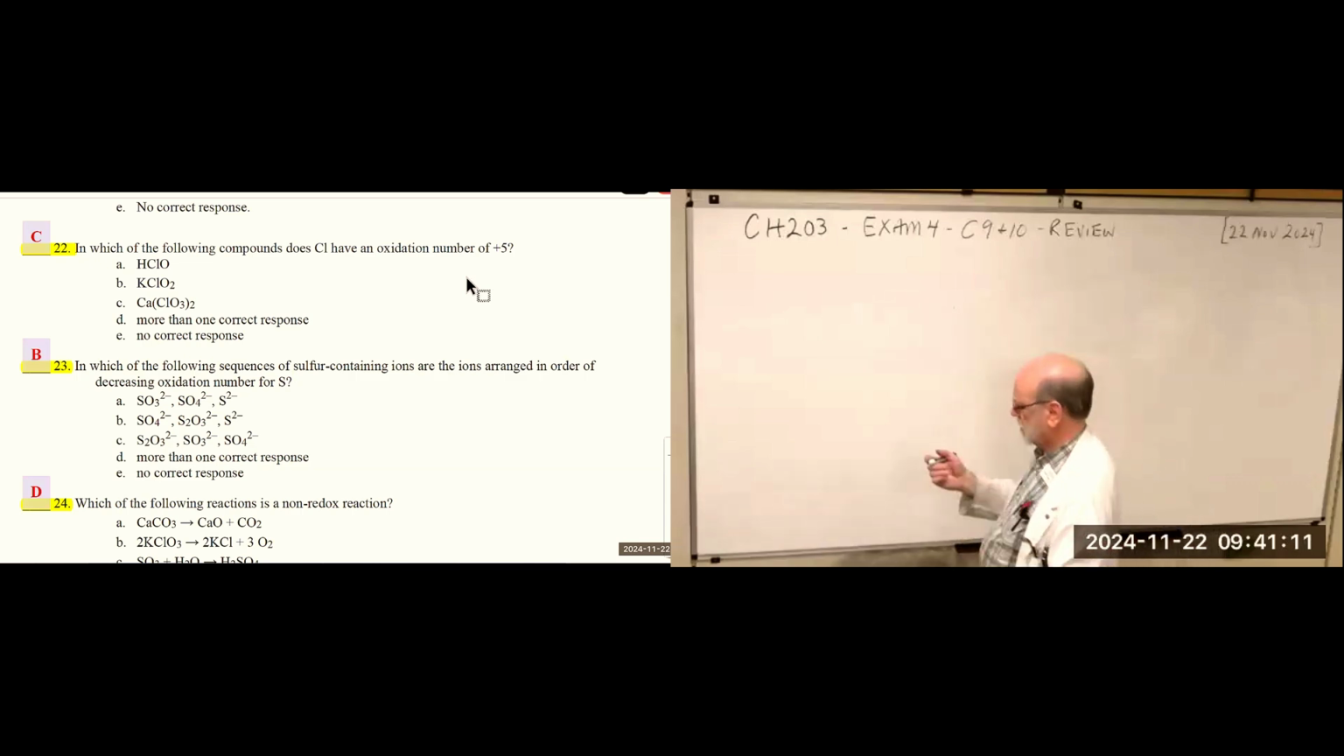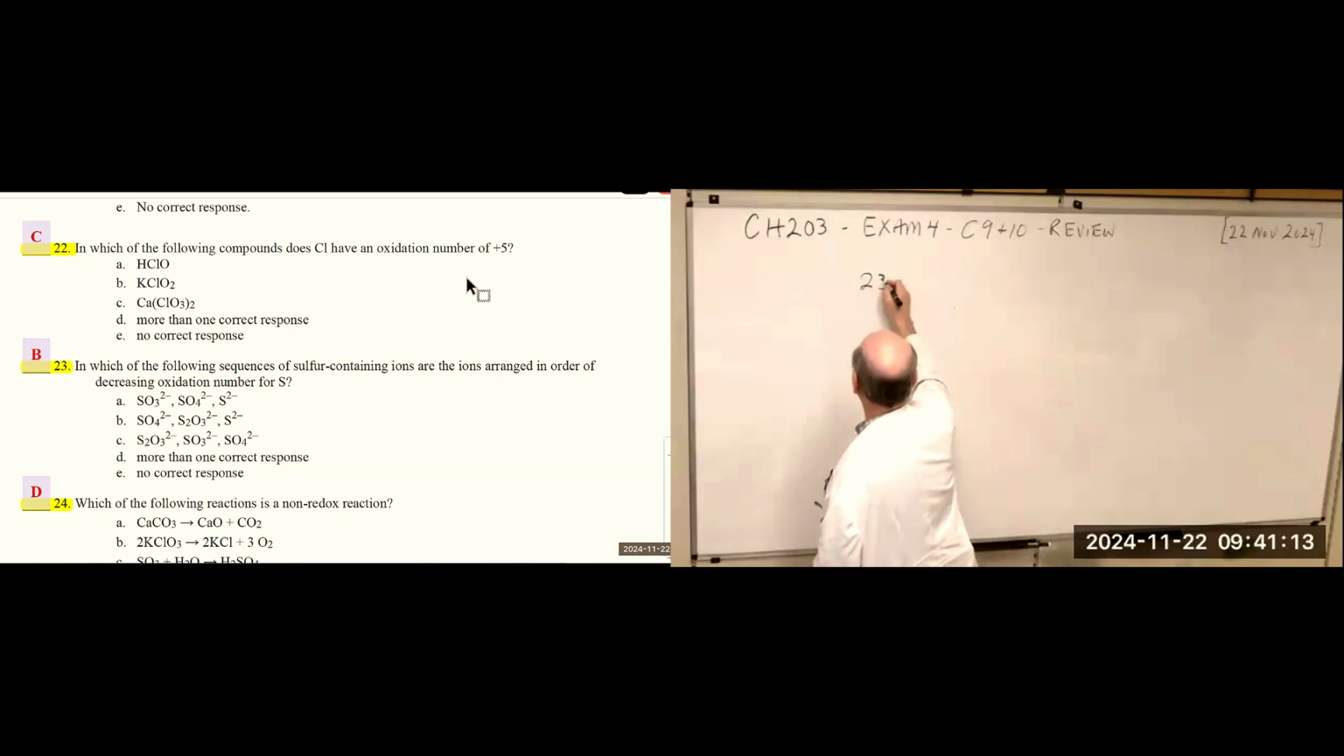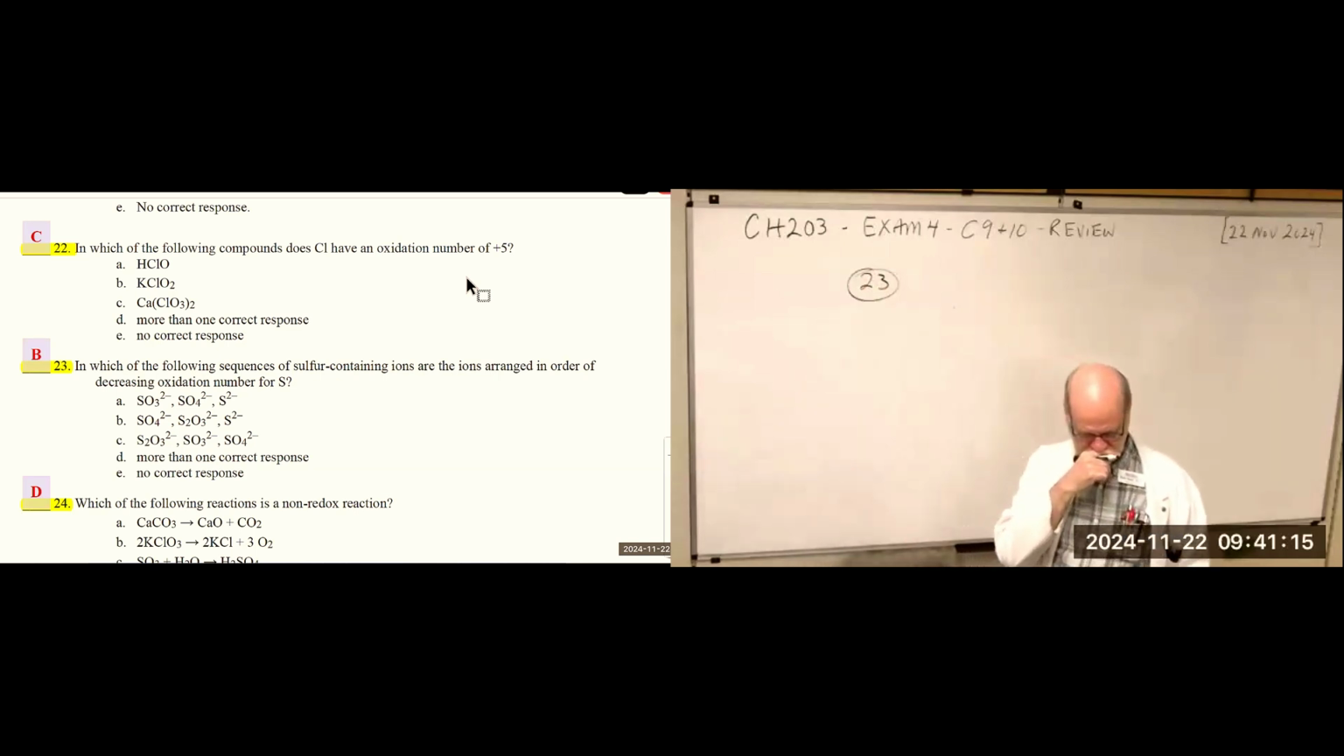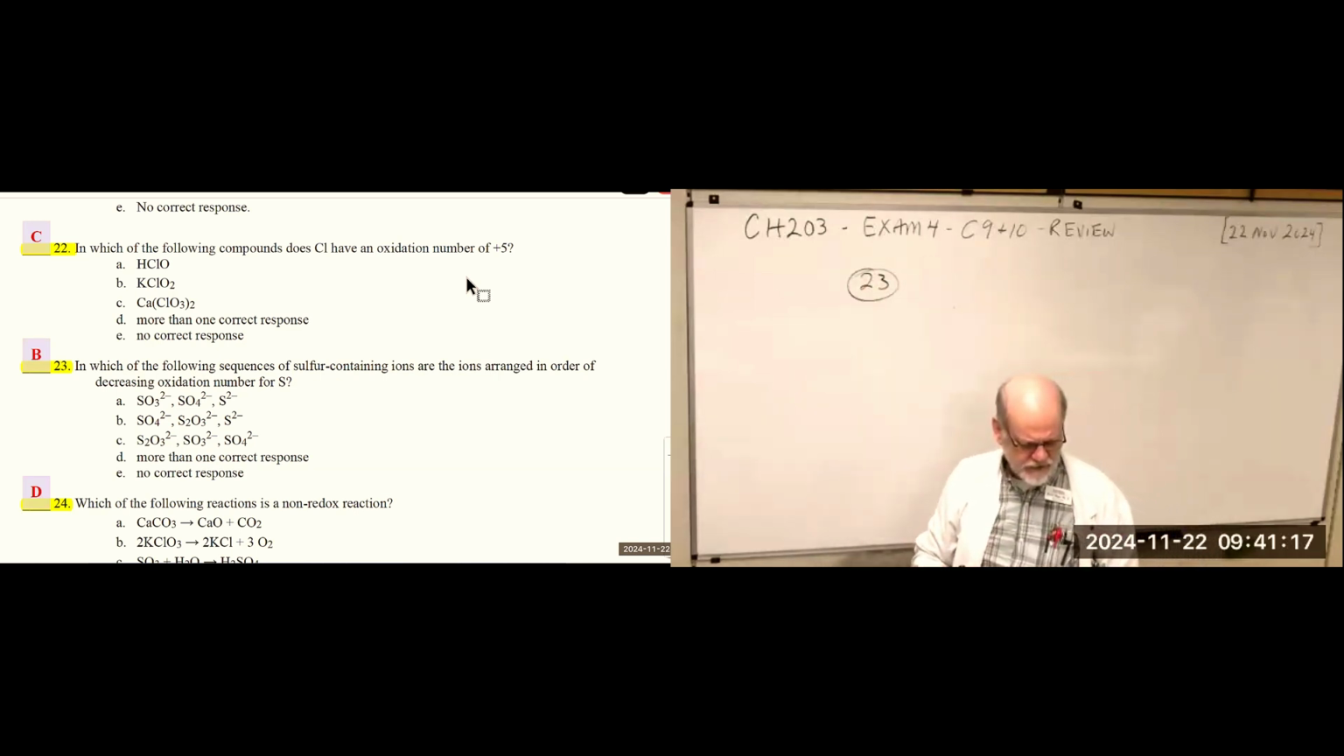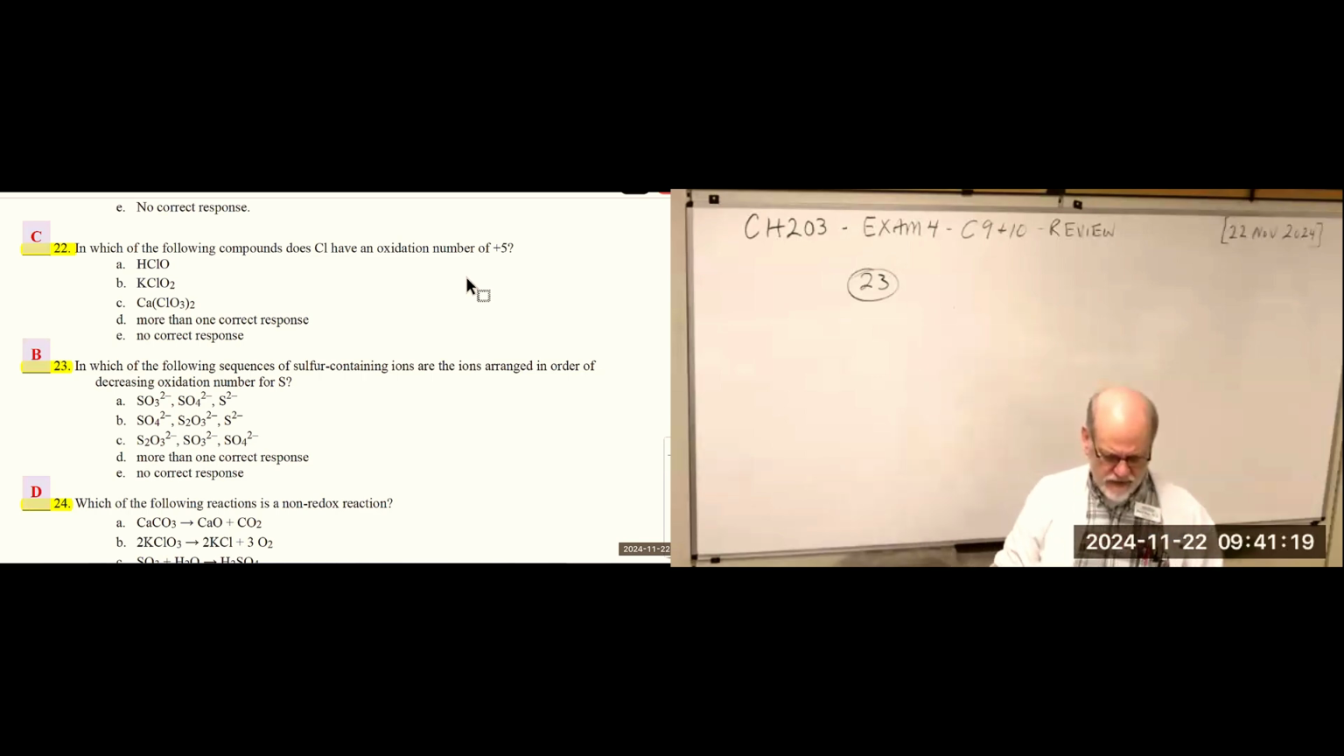23. In which of the following sequences of sulfur-containing ions are the ions arranged in order of decreasing oxidation number for sulfur? All right. Oh, how are we going to do this one? All right, decreasing oxidation number.